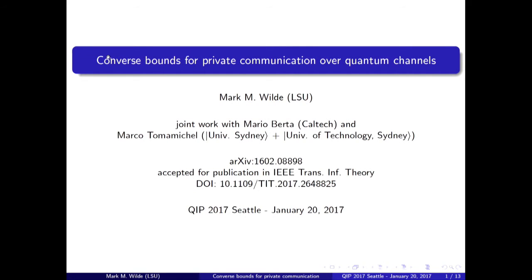Okay, so this is joint work with Mario Berta, who I think had the most accepted talks at QIP but did not show up. He's covering for Fernando to teach at Caltech. And Marco Tomamichel, a joint collaborator who's somehow in the middle of a transition between University of Sydney and University of Technology, Sydney.